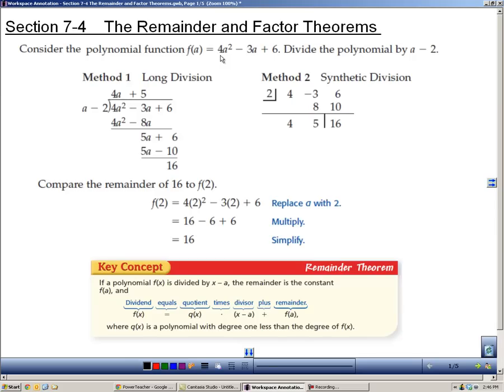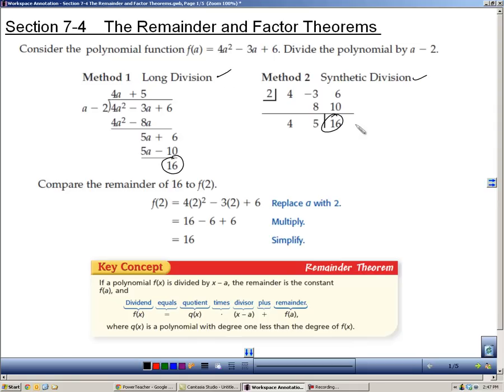Section 7.4 is about the remainder and the factor theorems. Let's look at a polynomial and divide it by a binomial, in this case a minus 2. If I divide my polynomial by this binomial, I get a remainder of 16. Whether I do long division or synthetic division, I still get a remainder of 16.